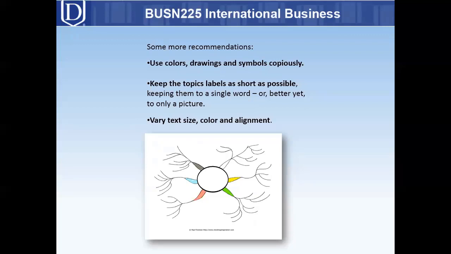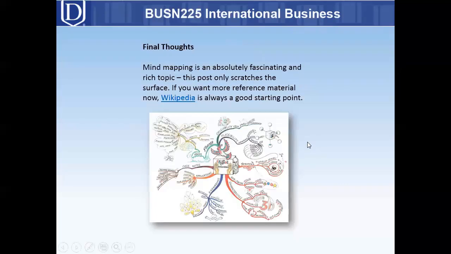Use colors, drawings, and symbols copiously. Keep the topic labels as short as possible, keeping them to a single word, or better yet, to only a picture, and vary text size, color, and alignment. Mind mapping is an absolutely fascinating and rich topic. This post only scratches the surface. So if you want more information, more reference material, go to Wikipedia. Also, you can go online to Google, and you can also go to YouTube. It's always a good place to start.